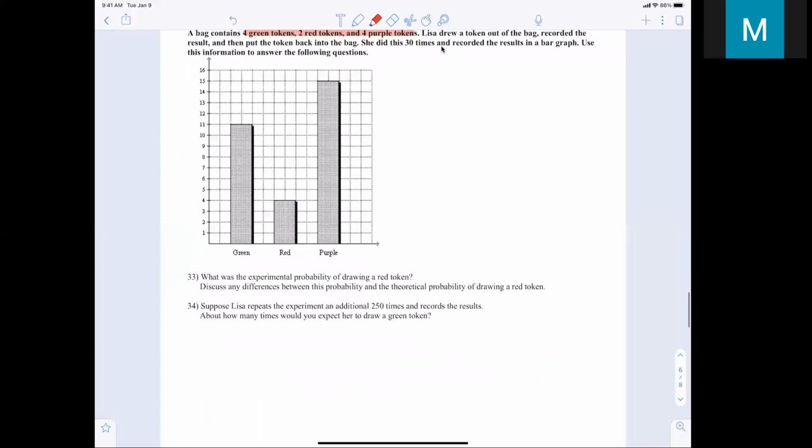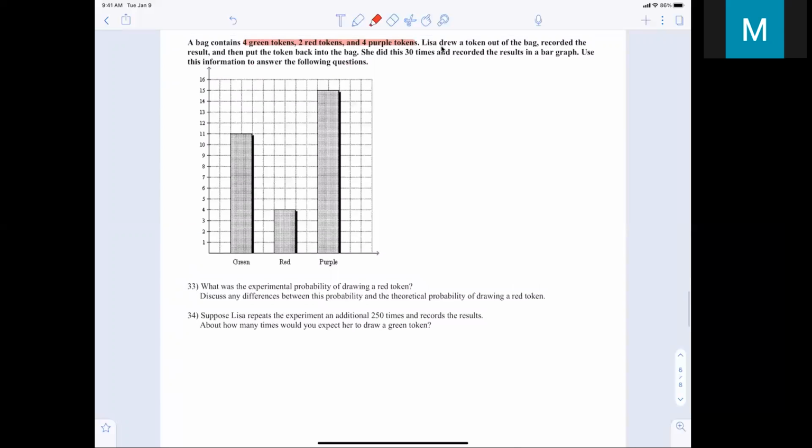Okay, tell me. So what would that be? Well, it's okay, Ashley. How many times? Okay, so now the experiment, remember, is what you got during the experiment. So how many reds did you draw in the experiment? Are you sure? 4, right? Do you agree with that now?